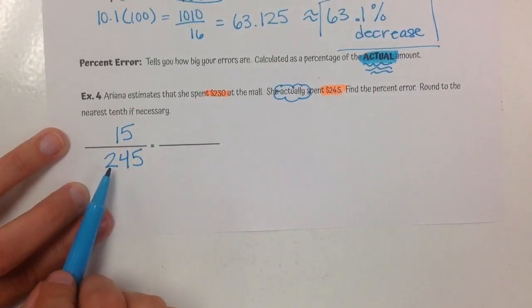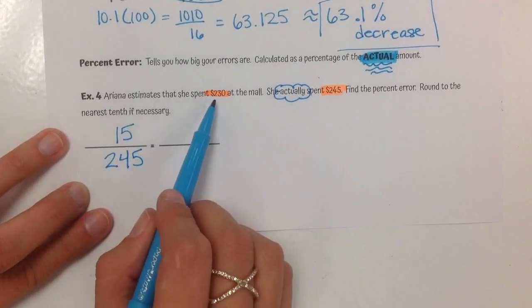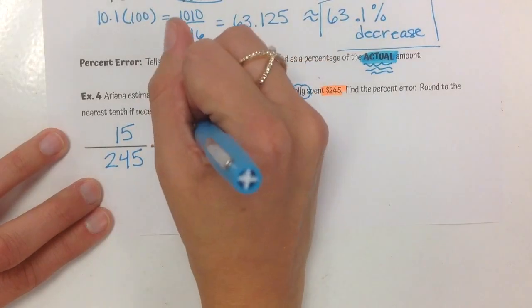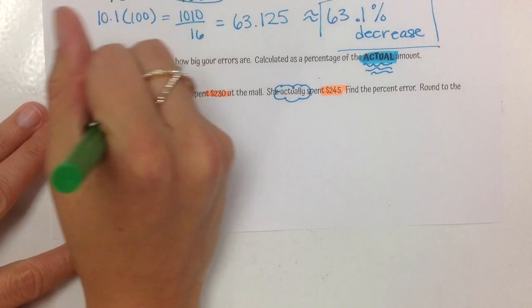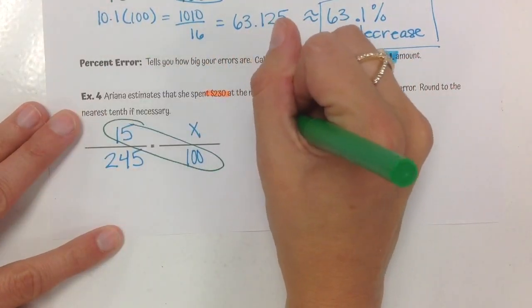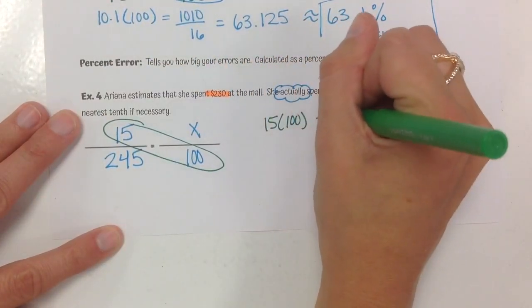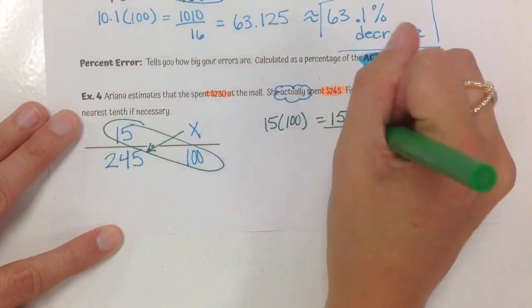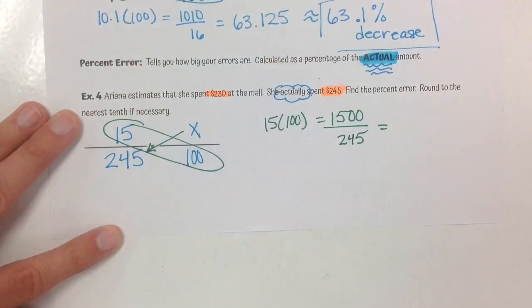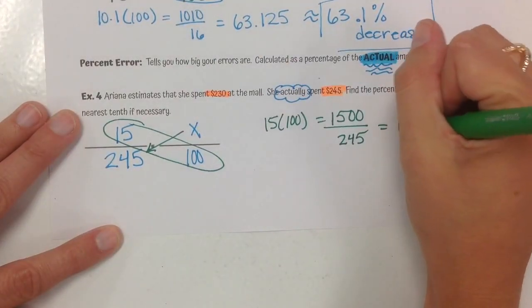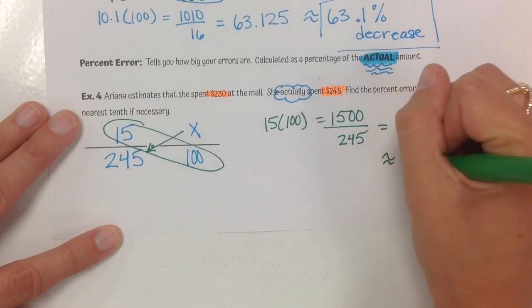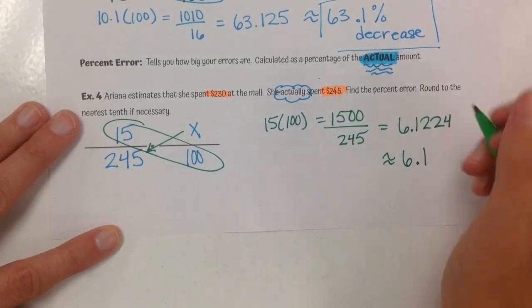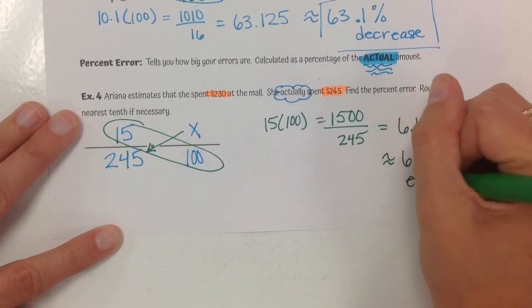Well, what she actually spent was $245. This part right here is where people often mess up with percent error. It's this number is off of the actual amount, equals what percent out of 100. Then we're going to multiply the two numbers that are opposite each other. 15 times 100 equals 1,500. Divide by the number opposite the variable, and you get 6.1224, etc. I'm going to round that to about 6 1/10% error.